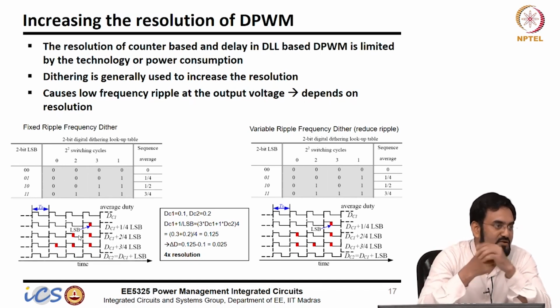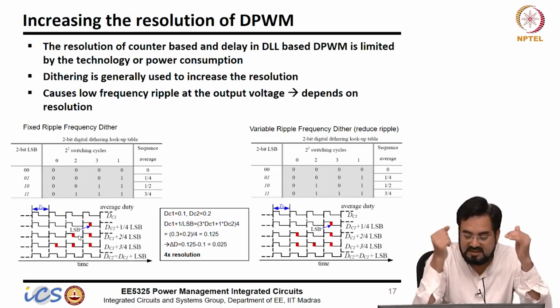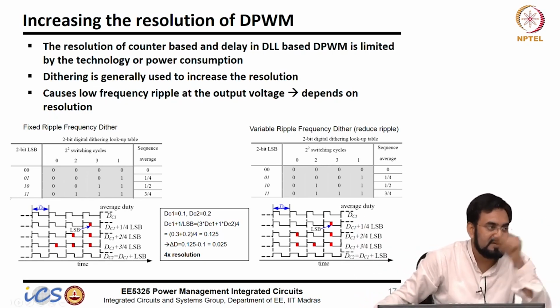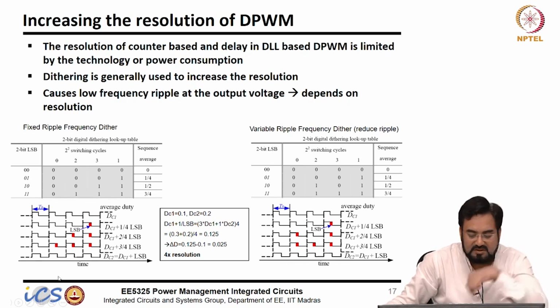10 actually, or 20 is to 20. So the dithering frequency will be much lower, so your output ripple will be large at that particular frequency, the lower frequency which is coming due to dithering.